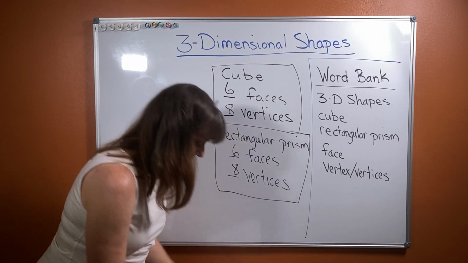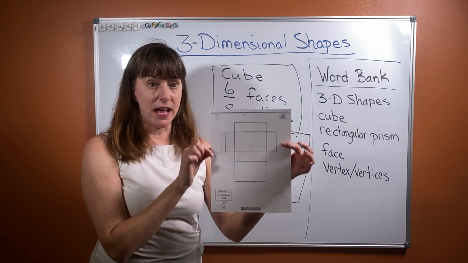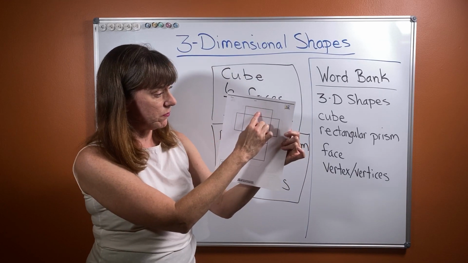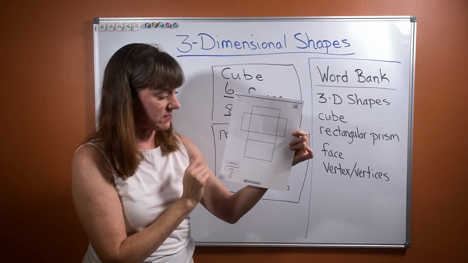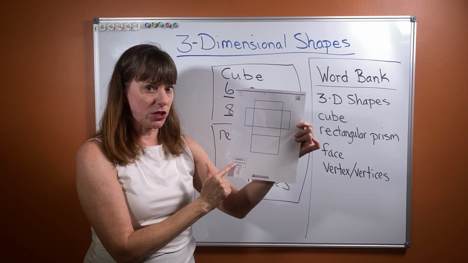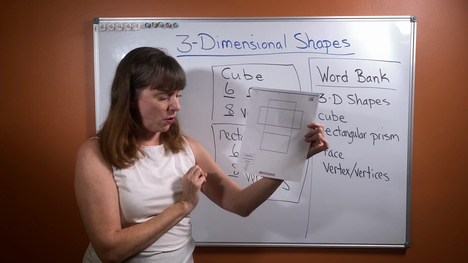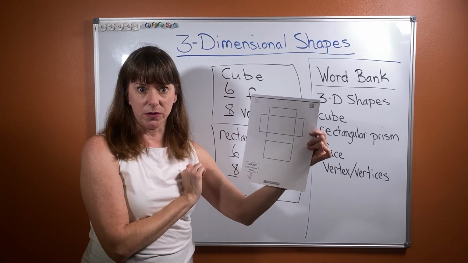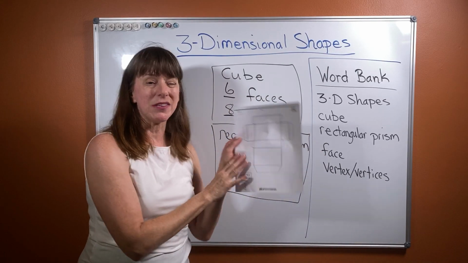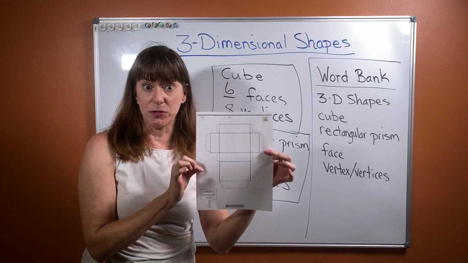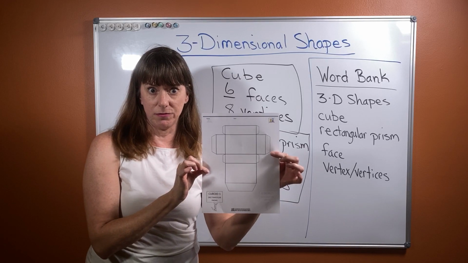I've also sent your grown-up a copy of a net for a rectangular prism. Look, 1, 2, 3, 4, 5, 6. 6 faces. They also call it a cuboid. That's another math term for a rectangular prism, but we're going to use the term rectangular prism. Also, there's one that has tabs. I recommend using the version with the tabs to make your shape.